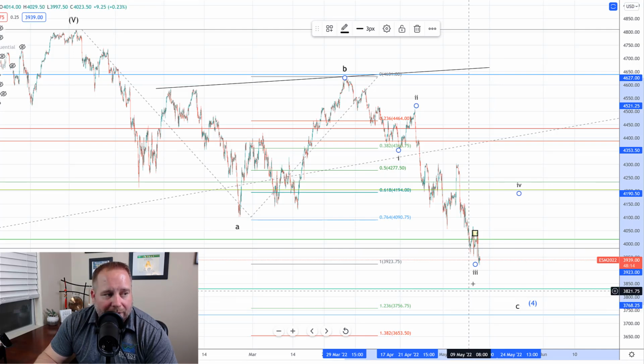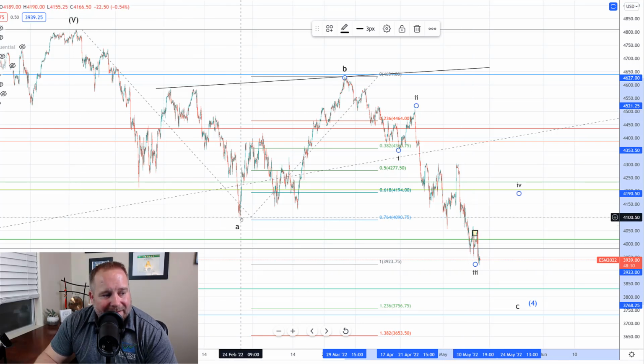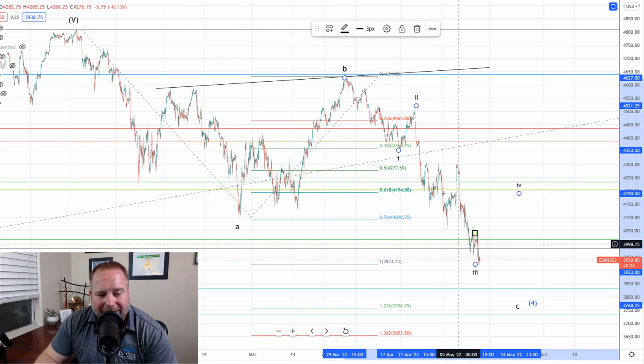Now, I don't have a lot of faith in that count, as this move down from here to A is, in my opinion, very clearly 3 waves, and I also don't love this C wave down as an impulsive wave either.